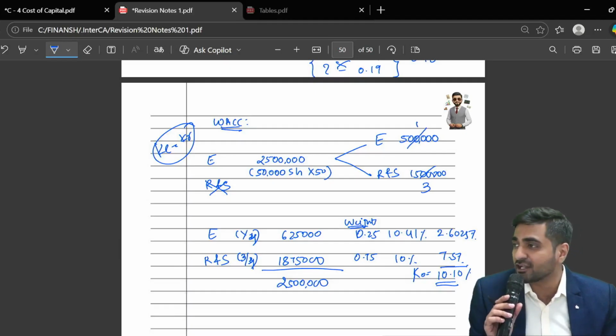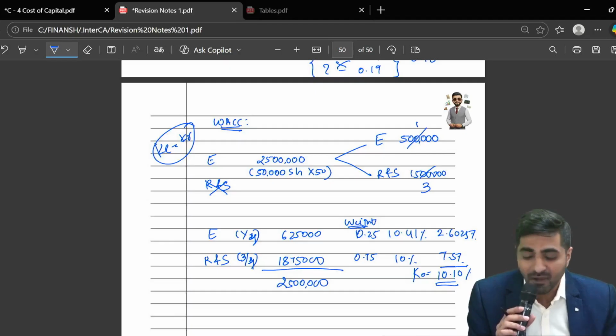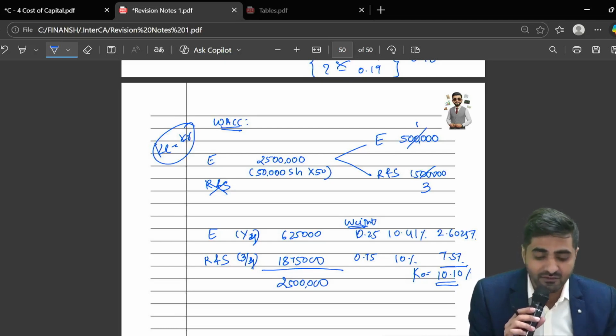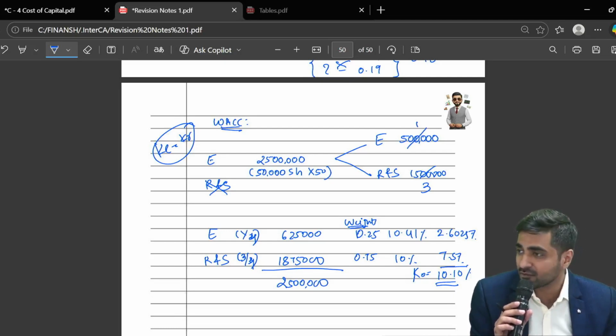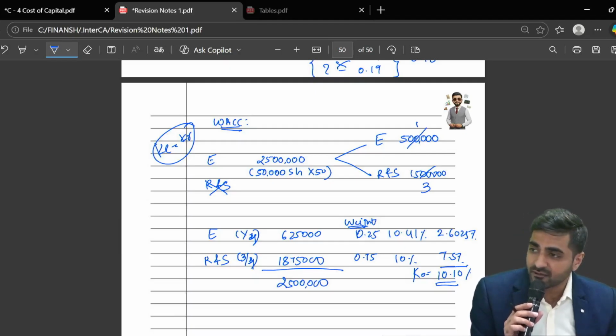But unfortunately, what is happening? KE and KR are different, beta. Different. So it is important that we will have to definitely do the bifurcation of this 25 lakhs on the basis of book values of equity, share capital and reserves and surplus. And based on that, we calculate your KO, and that KO turns out to be your 10.10%. Convinced? Everyone's okay with this?